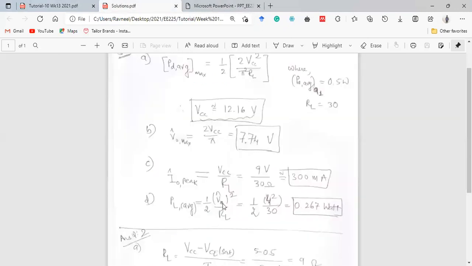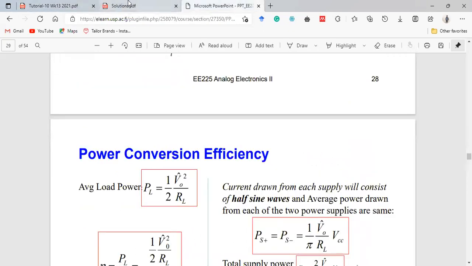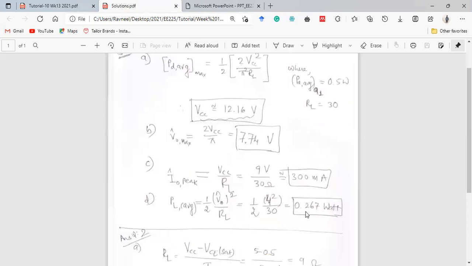So using that formula, we know that the peak output voltage is 4 volt. So half times 4 volts squared upon 30 is going to give us 0.267 watts. So the power delivered to the load at this particular peak amplitude is equivalent to 0.267 watts. Does anyone have any queries regarding question number 1?